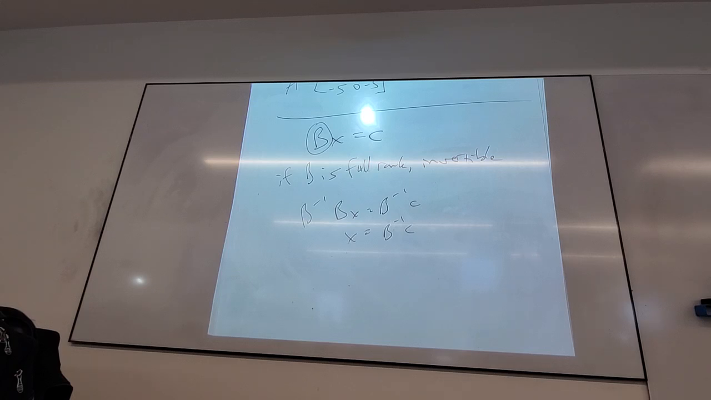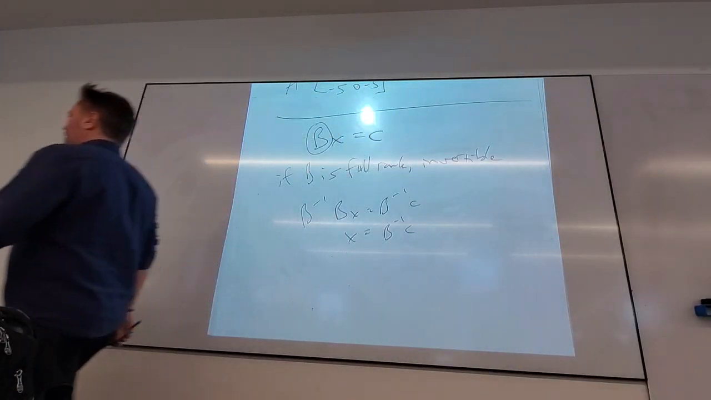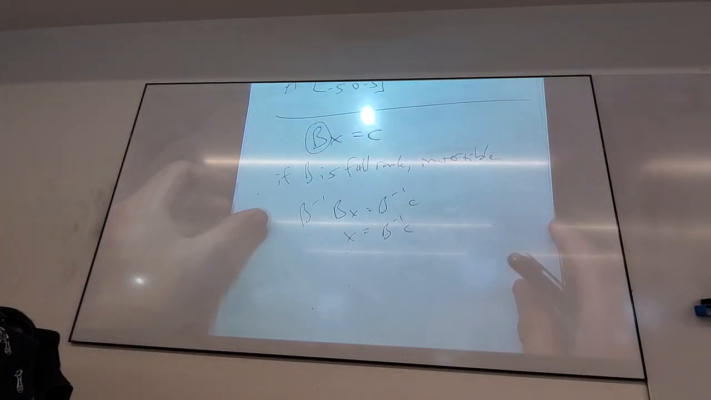So if you know a matrix is full rank, if you know matrix D is full rank, will Dx equals b always have an answer? Yes, there we go. If you know that Dx equals b always has an answer no matter what b is, is D full rank? Yes, okay. Sorry, I just had to do that.